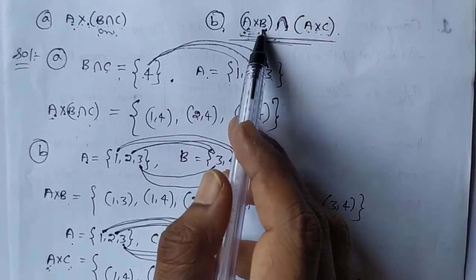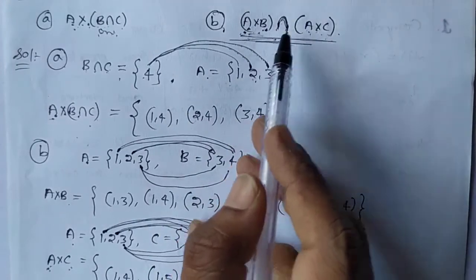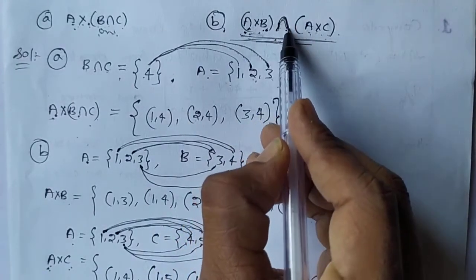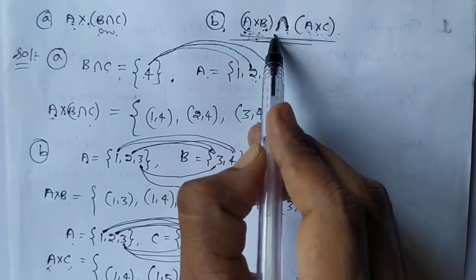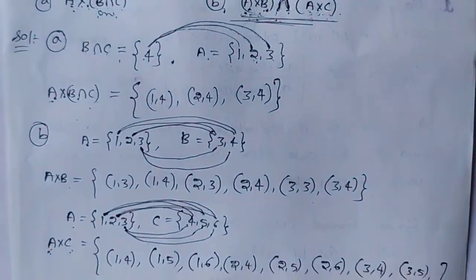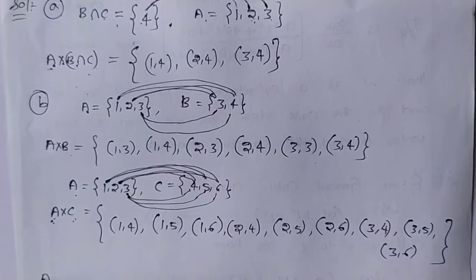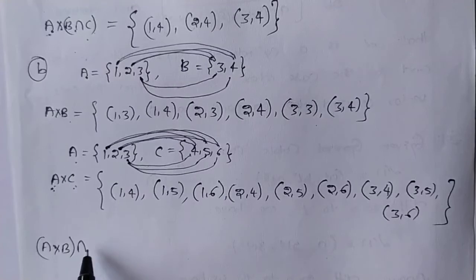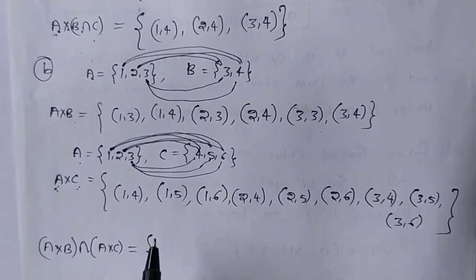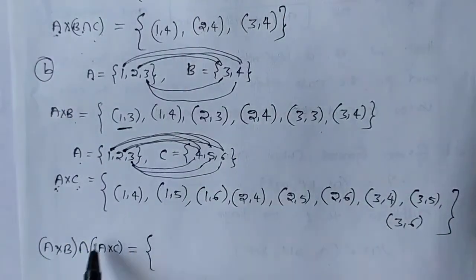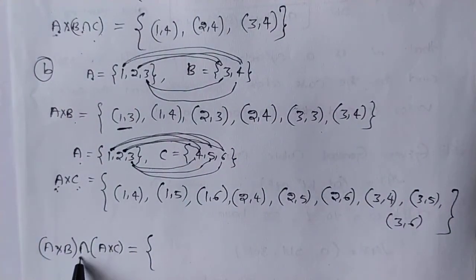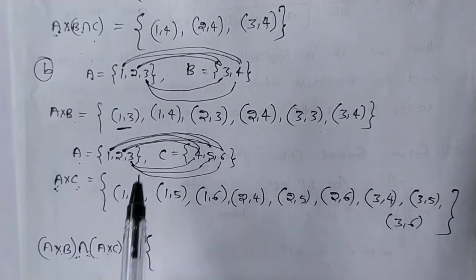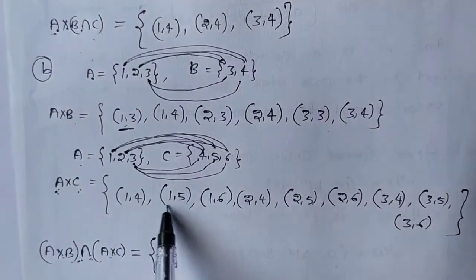We have to find A cross B intersection A cross C, that is, the intersection of these two sets. Let us find out the intersection. How to find intersection? We have to find the common elements in both the sets. Intersection: (1,3), is there (1,3) in this?